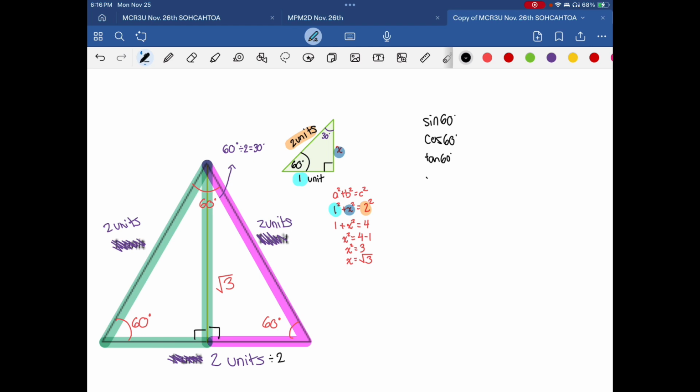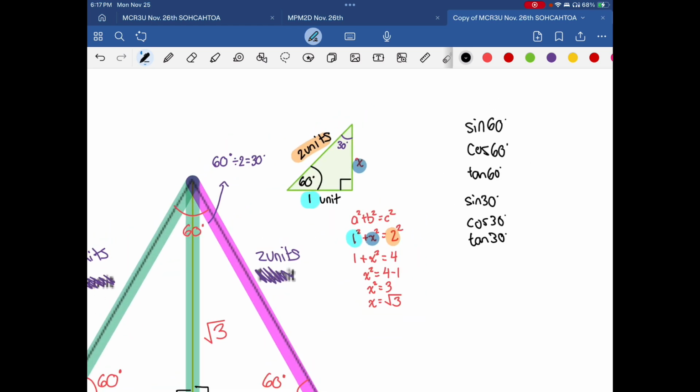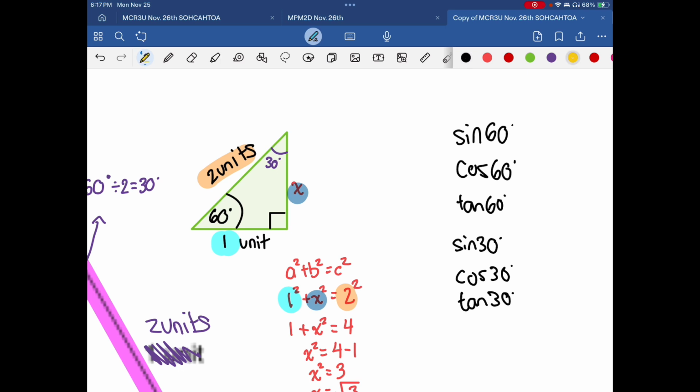Then we're going to do the same thing for sine 30, cos 30, and tan 30. Okay, so I'll focus on the little triangle I have here. From 60, 1 will be my adjacent, x will be my opposite, and 2 will be my hypotenuse.